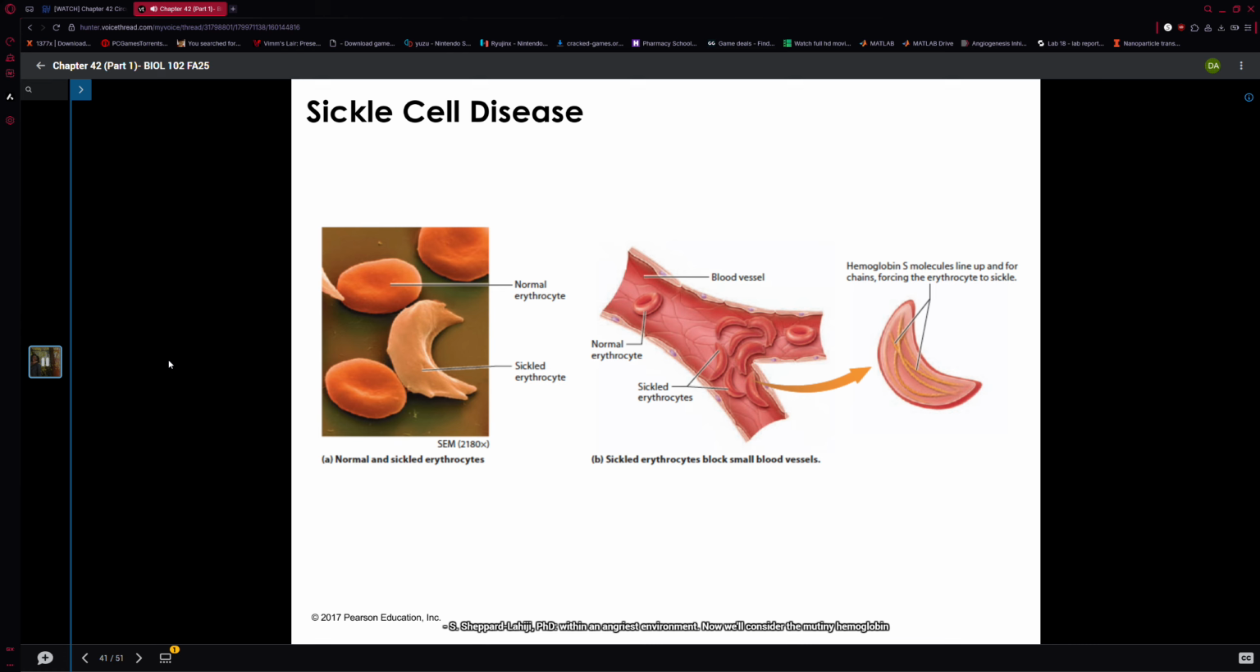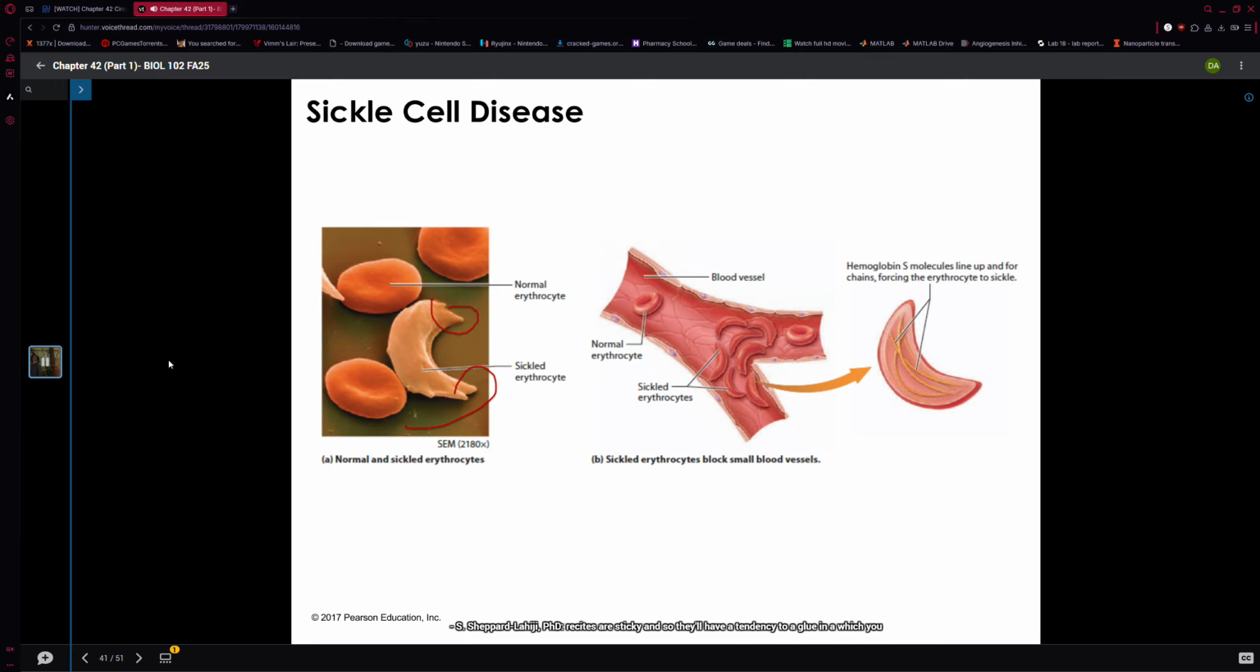Now we'll consider the mutated hemoglobin behavior in oxygen deficient environments. So mutated hemoglobin doesn't bind to oxygen well. And so in locations where oxygen concentrations are low, hemoglobin becomes deoxygenated. Okay, so it's going to let that oxygen go. Now, what ends up happening with the hemoglobin is that it has a tendency to polymerize and it forms a gel. And that gel makes the erythrocytes elongated and pointy at the ends. Okay, so you can see the stretching out and then the pointy ends here.